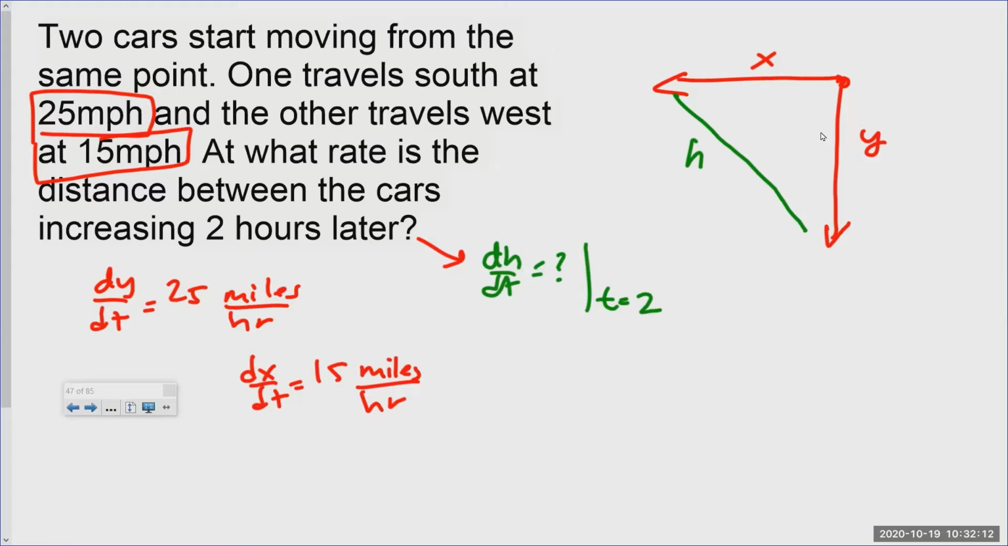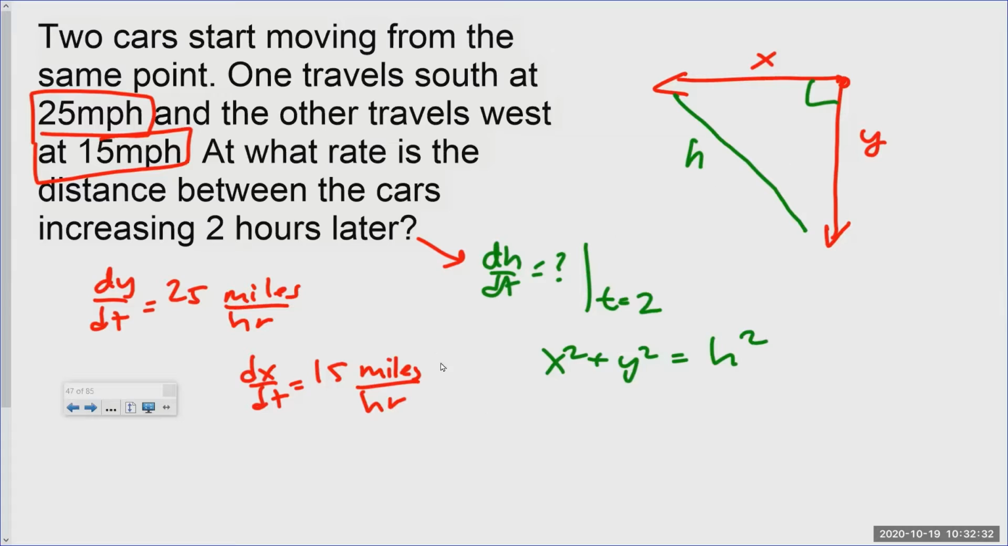Okay, so I've got my picture. Do you see it's a right triangle? I've got x, y's, and h's. Guys, any idea what my formula is going to be? Yeah, it's going to be the Pythagorean theorem. x squared plus y squared equals h squared. Now, here's a question for you. Does any one of these stay constant?